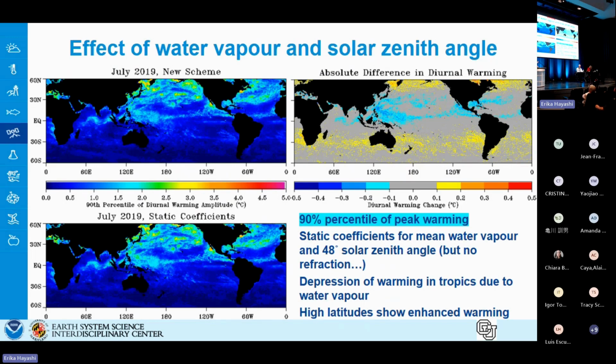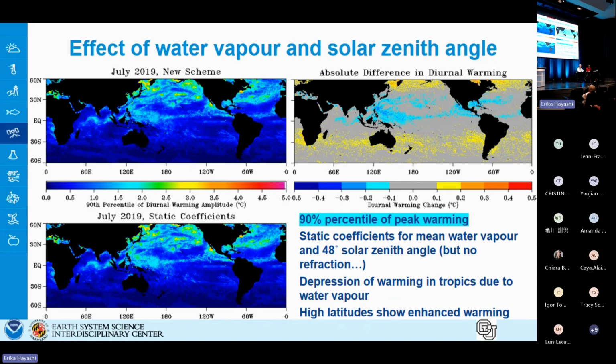And when I say any particular month, in this case, it's July. And this is done with respect to a set of static coefficients where we basically kept it at 48 degrees instead of allowing it to vary. So we kept the mean water vapor amount and the 48 degree solar zenith angle. And so you can see a bit of a depression in water vapor in the tropics, and then you get a bit of an enhancement in warming, which is basically the effect of the solar zenith angle change.